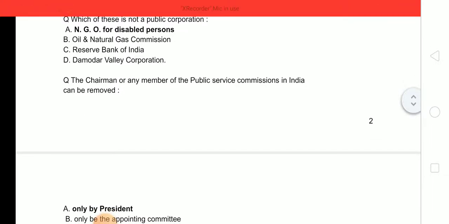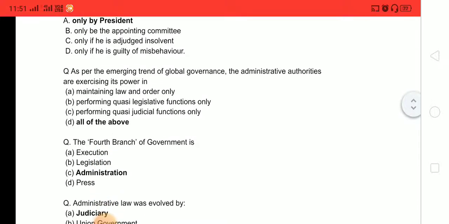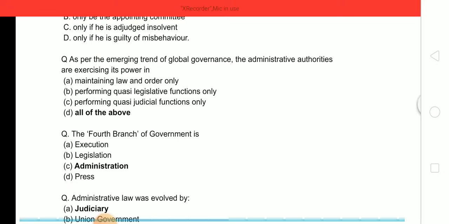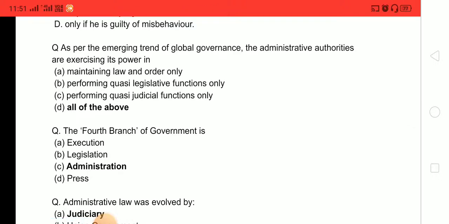Next question is, the chairman or any member of the Public Service Commission in India can be removed. Answer is only by the President. Next question is, as per the emerging trend of global governance, the administrative authorities are exercising their power in, answer is maintaining law and order only, performing quasi-legislative functions, performing quasi-judicial functions. So all of the three are important.